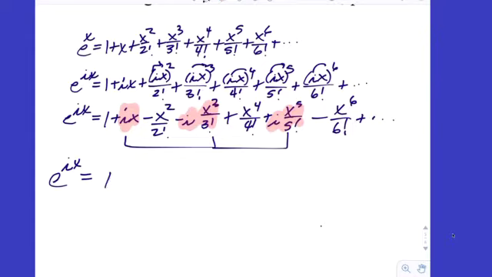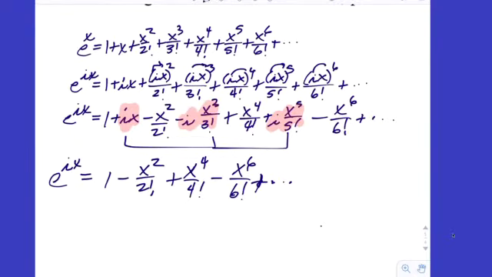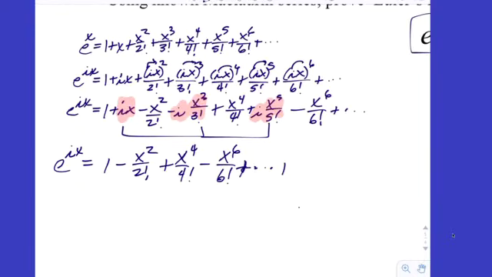So I got 1 minus x squared over 2 factorial plus x to the 4th over 4 factorial minus x to the 6th over 6 factorial plus yada yada yada. So those are the terms that don't have i in them. And then I've got to pick up here plus, so that'll go on forever.